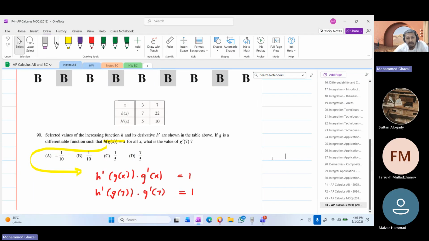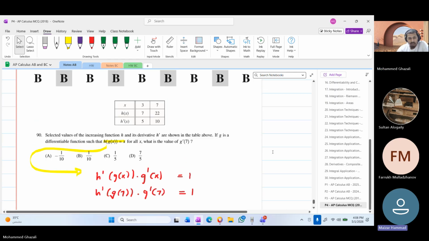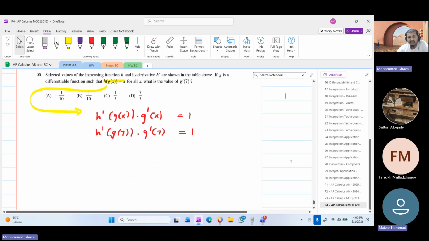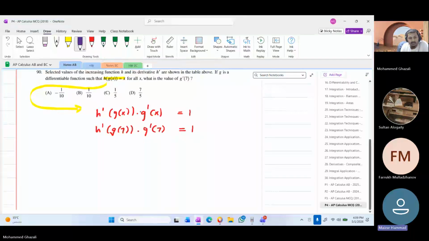It's C. Did we do this right? Yes. What's the next step? I rearranged for g prime of 7. g prime of 7 equals 1 over h prime of g of 7.